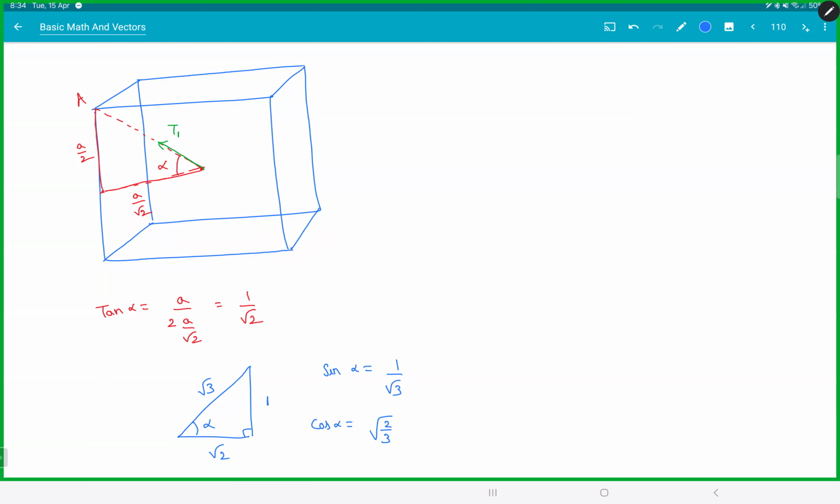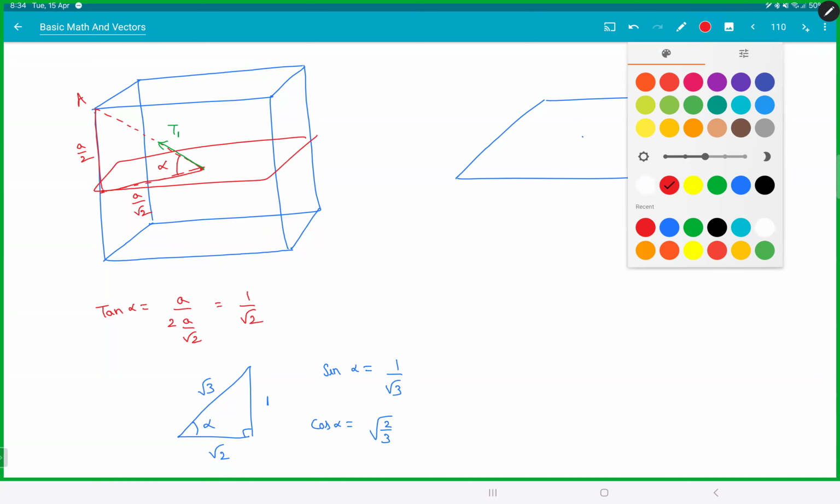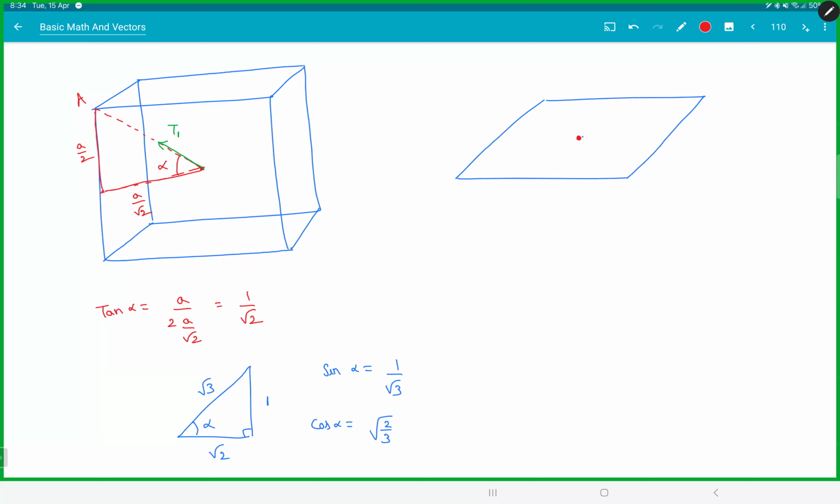Any doubt so far? Got the angle? Look at this. If I draw a plane here, this is the mass m, and I'm taking this plane in the middle. What are the forces acting on this? This is mg, the weight acting down. And look at the components here. If this is T1, the adjacent side is T1 cos alpha, and the vertical component is T1 sin alpha. Is that clear, everyone?